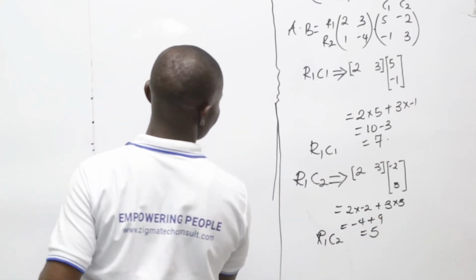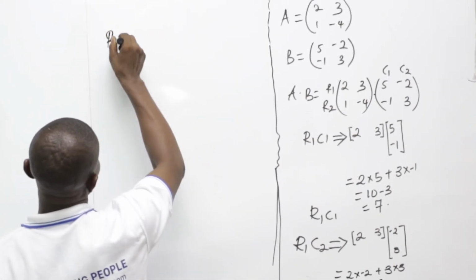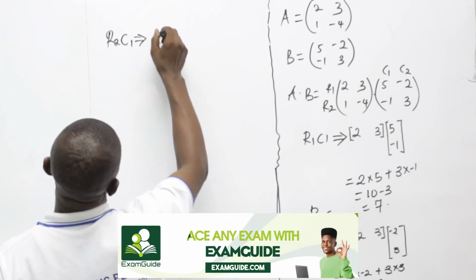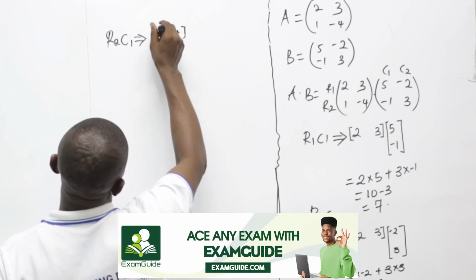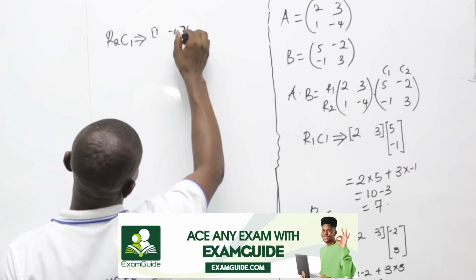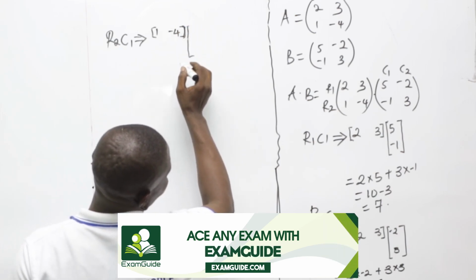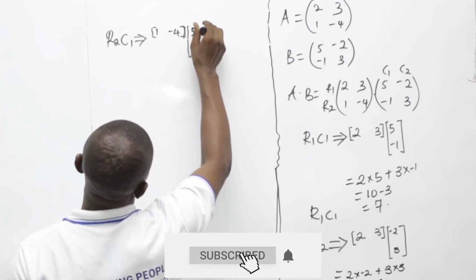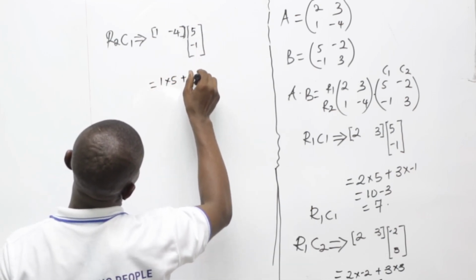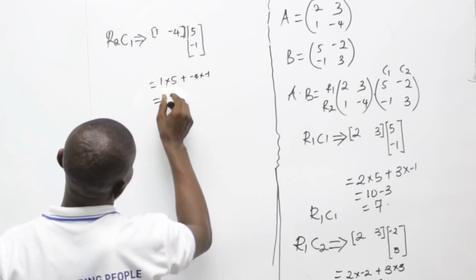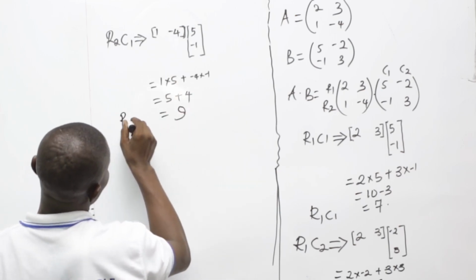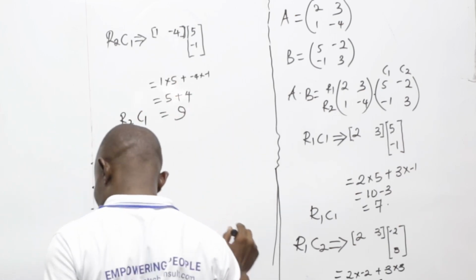The same thing applies to row 2, column 1, which will imply, what is our row 2? 1, minus 4 into the matrix column 1, that is C1, 5, minus 1 to give us what? 1 times 5 plus minus 4 times minus 1 equals 5 plus 4 to give us what? 9. That is row 2, column 1 equals 9.